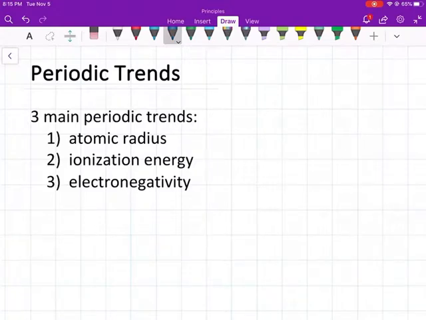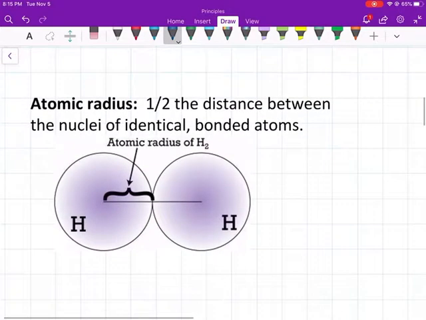at a little bit in the cards activity that you should have finished up. Atomic radius, ionization energy, and electronegativity. So let's look at atomic radius first.